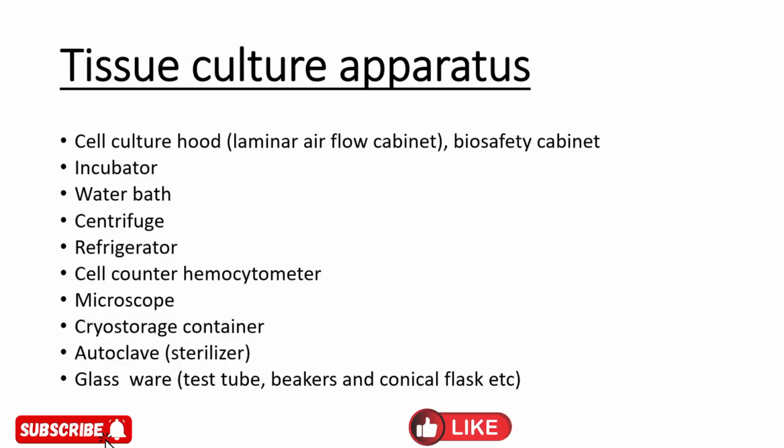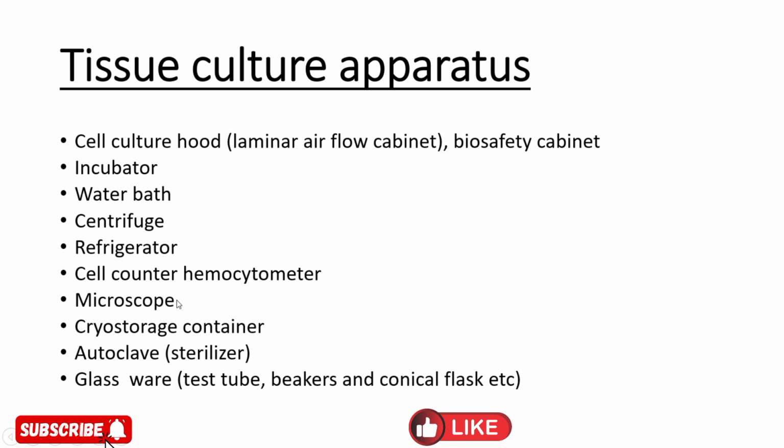These are various types of tissue culture apparatus. Cell culture hood, which is also known as a sterile chamber, laminar airflow cabinet, biosafety cabinet or biotron. Various other names are also used for the cell culture hood, so don't be confused. Cell culture hood, laminar airflow cabinet, biosafety cabinet and biotron or sterile room or chamber are the same thing. Incubator, also known as a culture room, water bath, centrifuge, refrigerator, cell counter or hemocytometer, which is used for counting of the cells.